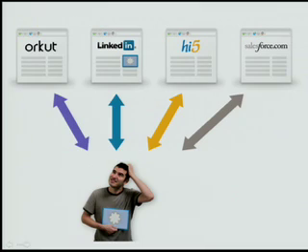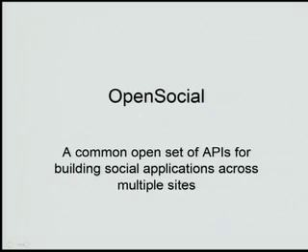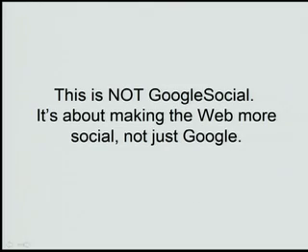Tonight, we're here to talk about a solution proposed by Google and its many industry partners, and we call that solution OpenSocial. OpenSocial is a set of open APIs that enable you to build social applications that work on any website. Now, how does it work? Well, before I get into how it works, I should make a critical point. Tonight is not about Google Social. OpenSocial is an industry standard. It's all of us coming together to find a way to make the web more social, not just Google.